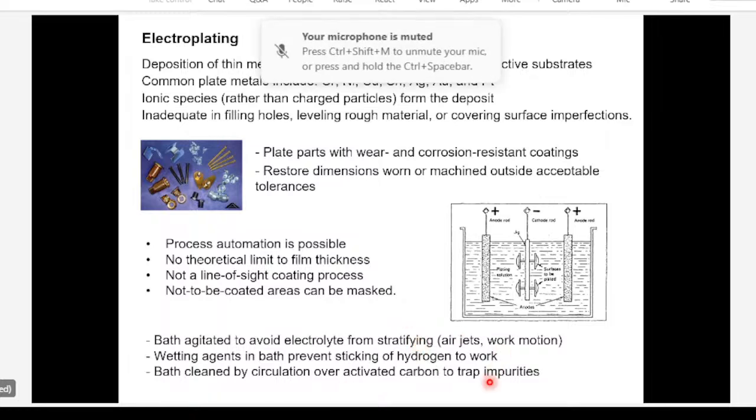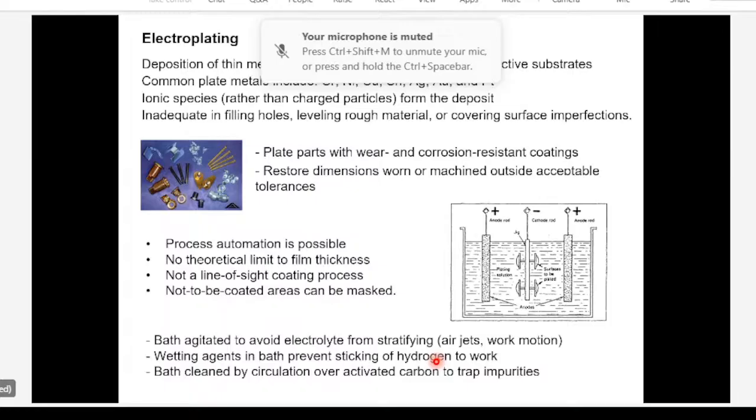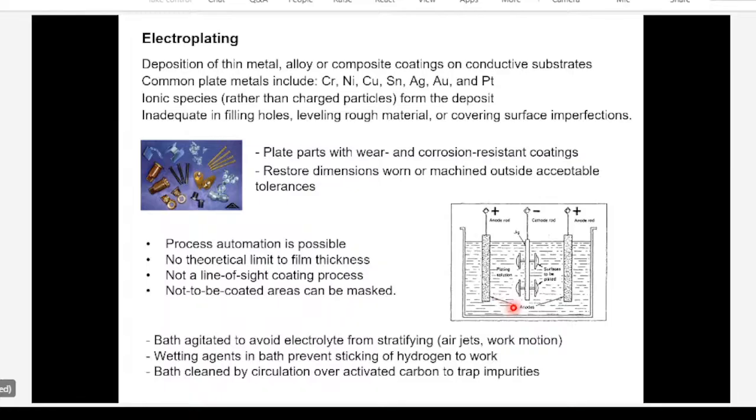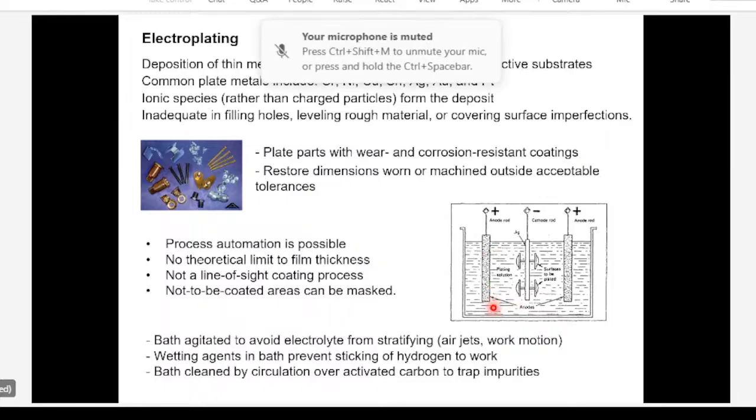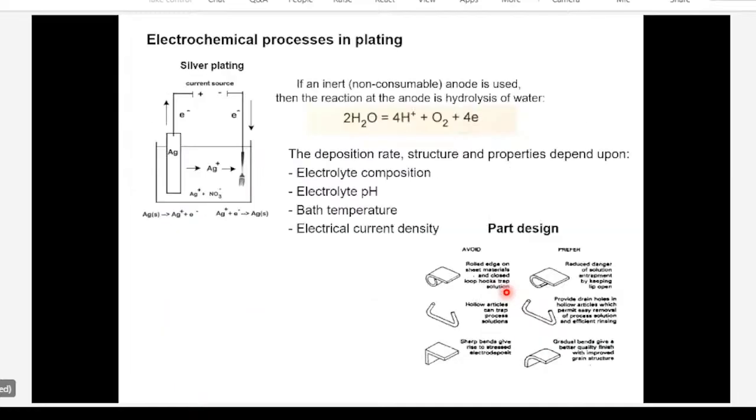Electrolyte has to be stirred either with jet motion, air jet motion, or work motion. And the composition of the electrolyte has to be controlled. One of the main things is that you want hydrogen not to be sticking to the workpiece, because there could be hydrolysis of water when you pass electrical current, and that hydrolysis can generate hydrogen. And if hydrogen bubbles stick to the workpiece, they can diffuse. Hydrogen can diffuse and make the metal brittle. So you have to be able to remove hydrogen continuously from the electrolyte.